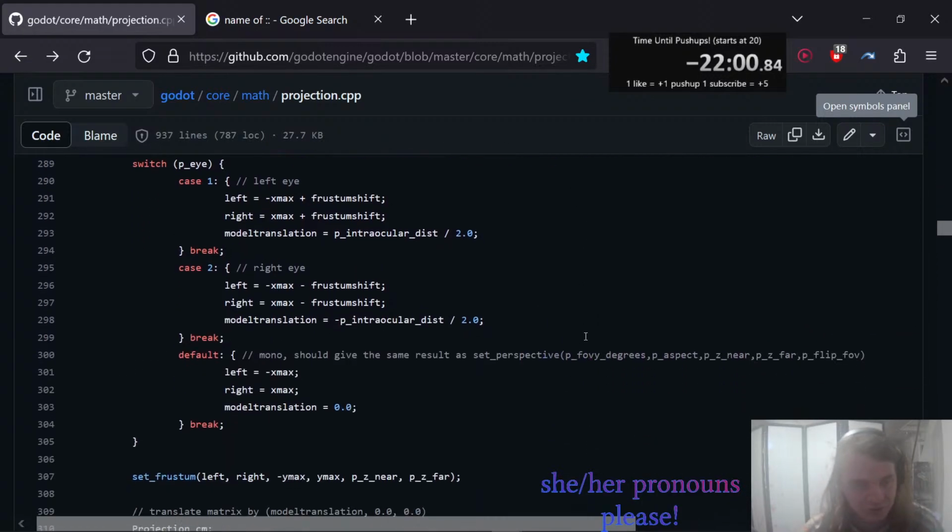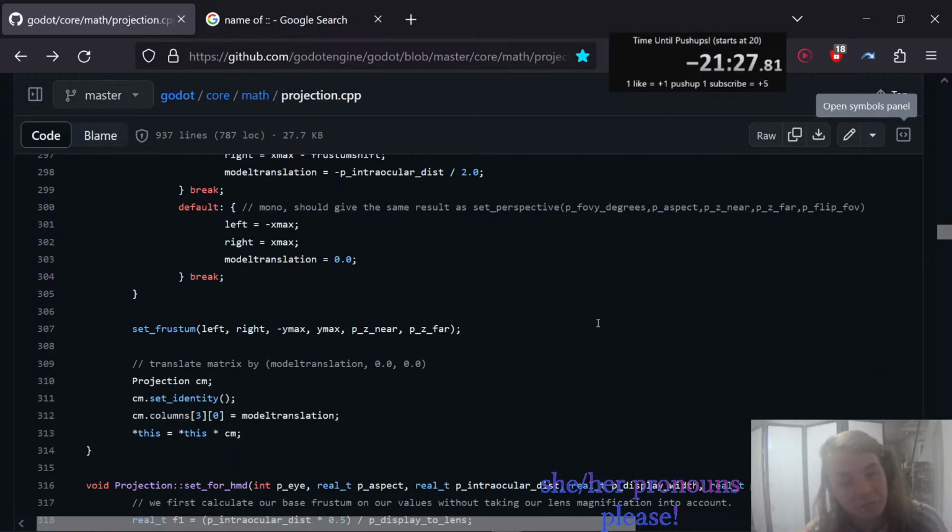Switch p_eye. Case 1: left equals minus x_max plus frustum_shift; right equals x_max plus frustum_shift; model_translation equals p_intraocular_dist divided by 2.0. Break. Case 2: left equals minus x_max minus frustum_shift; right equals x_max minus frustum_shift; model_translation equals minus p_intraocular_dist divided by 2.0. Break.